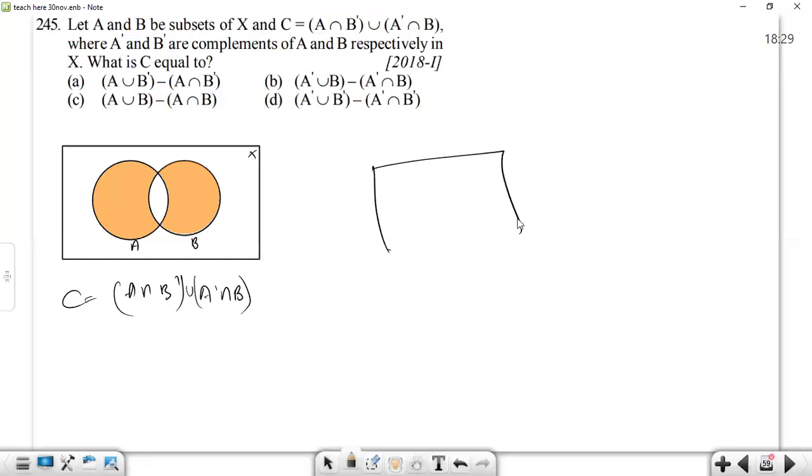So we are solving for option number A: A union of B complement. It looks like this, and also the outer region is included. Okay, the outer region is included. You should draw only. We're trying for the A option.